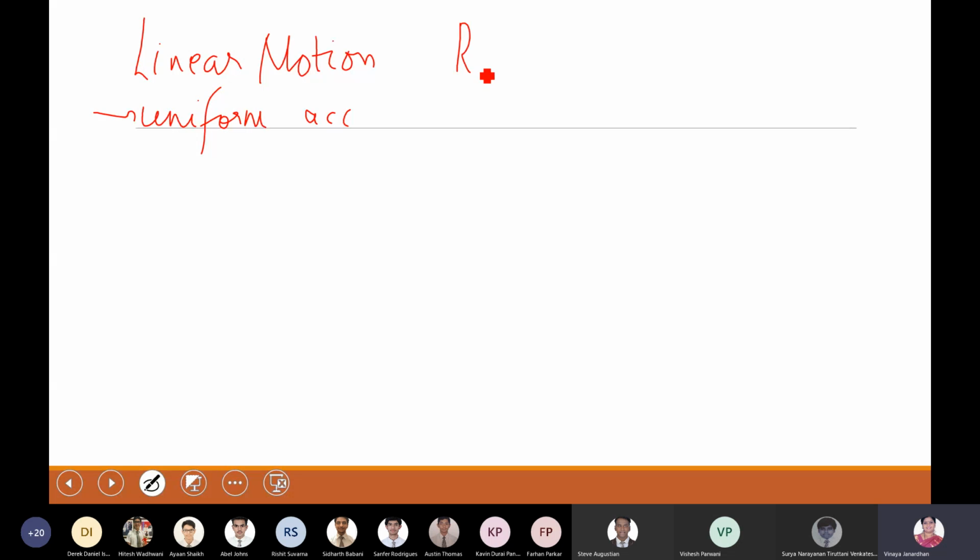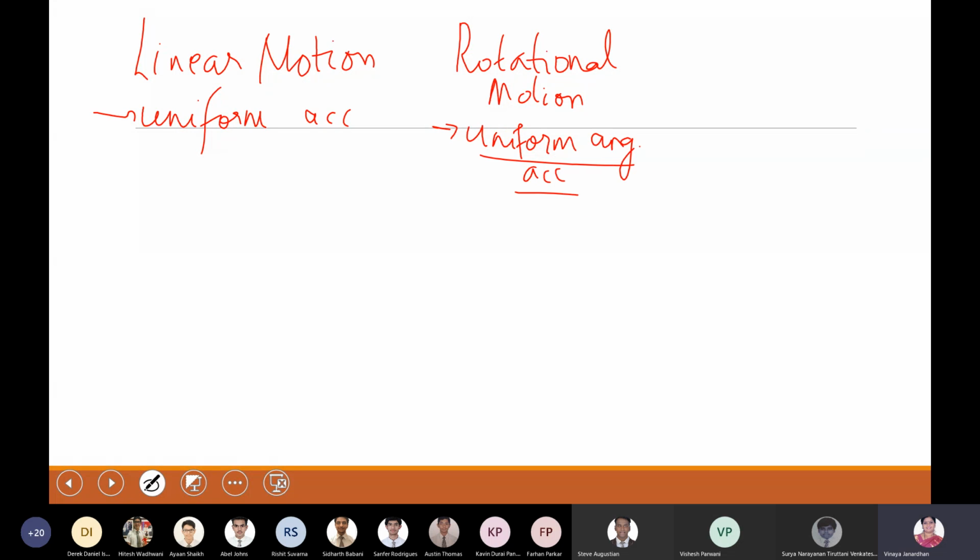Now we'll go for rotational motion with uniform angular acceleration. Because I'm just writing all in short forms. So what was the first equation? v is equal to u plus at.